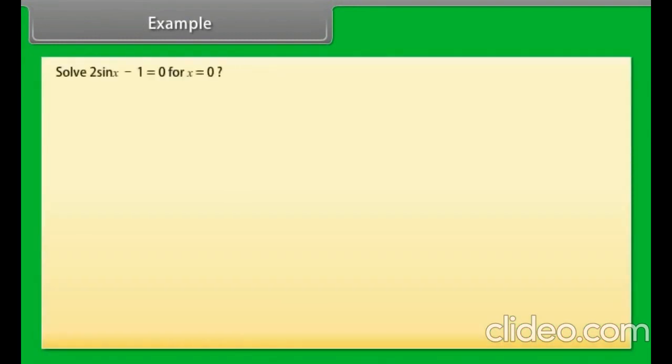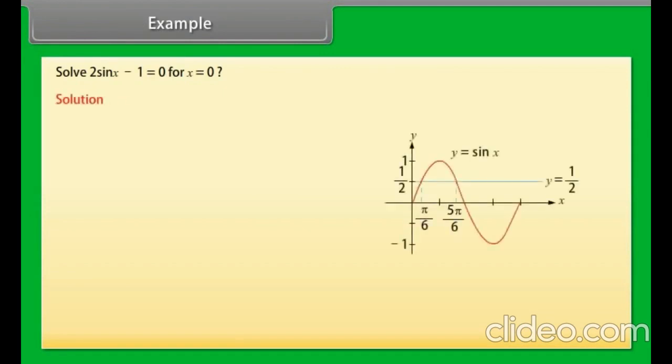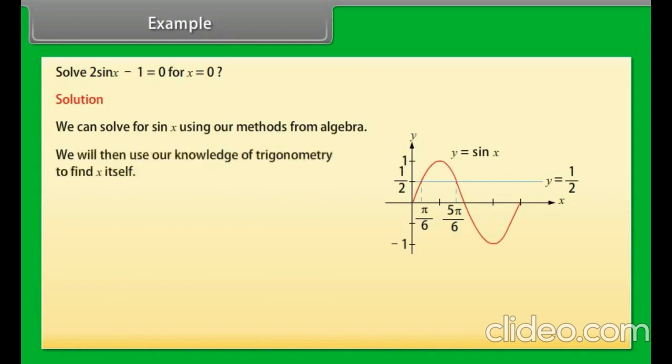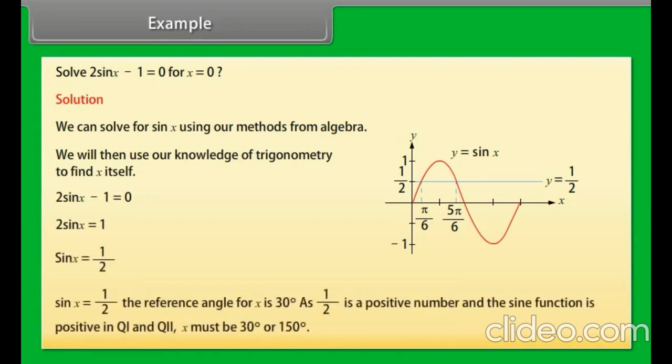Example: solve 2 sin x − 1 = 0. Solution: we can solve for sin x using our methods from algebra. We will then use our knowledge of trigonometry to find x itself. 2 sin x − 1 = 0. 2 sin x = 1. Sin x = 1/2. The reference angle for x is 30 degrees, as 1/2 is a positive number and the sine function is positive in quadrant 1 and quadrant 2. X must be 30 or 150 degrees.